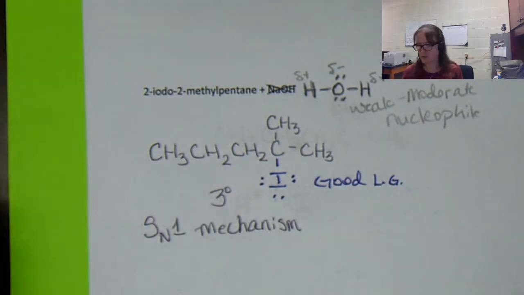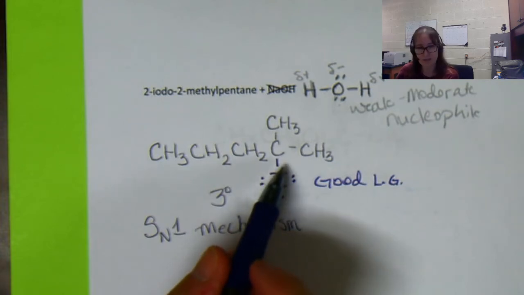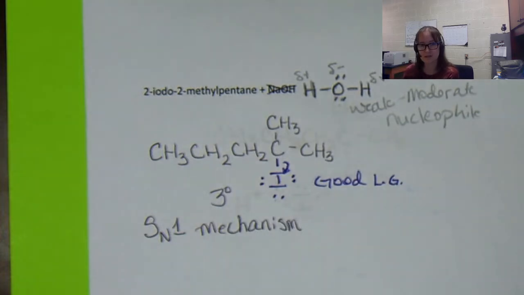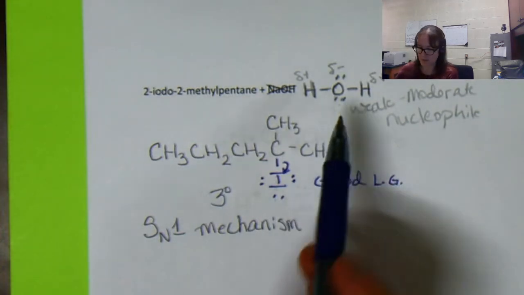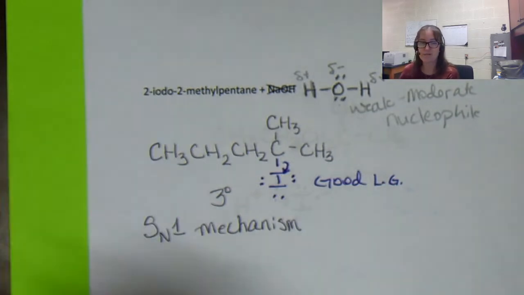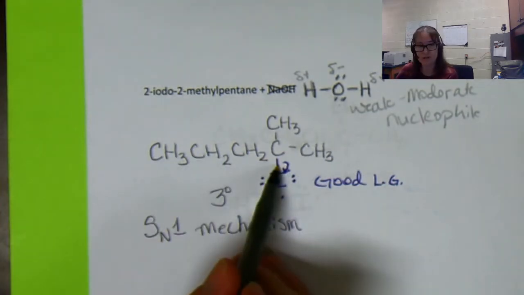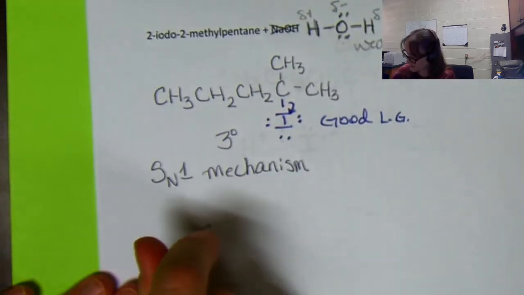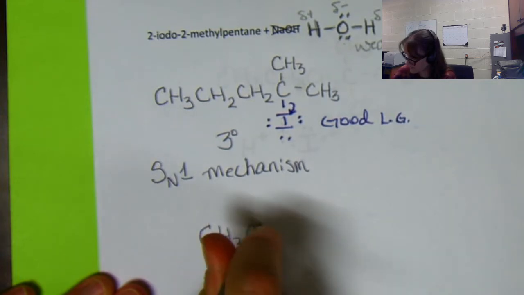So what does that look like? Well, to show this leaving, this bond breaks. And if this bond breaks, just like this, we're not going to show the water coming in yet because it doesn't come in yet. This is the first step. So the first step, this bond is going to break. And so we're going to end up with everything still attached except for the iodine.